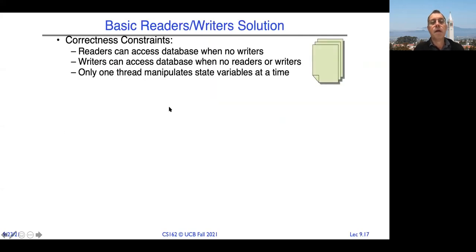Very good. So let's see what you want from the solution. Readers can access the database when there are no writers. This is exactly like we said. If there are no writers, no value will change. So therefore, any number of readers can read concurrently. A writer can access the database when there is no reader reading and no other writer modifying the database.